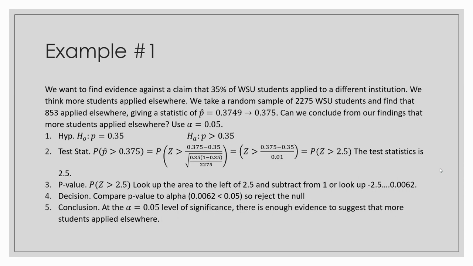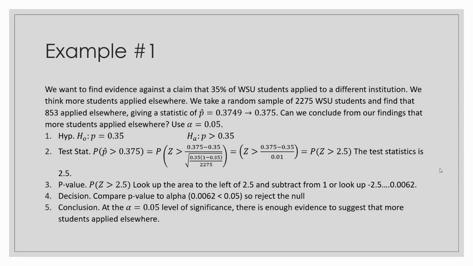We look up the p-value. To do this, we go to our normal table. You'll notice that Z is greater than, which means area to the right. So you have two ways of dealing with this. You can look up negative 2.5, or you can look up 2.5 and subtract from 1. Either way, you get 0.0062.